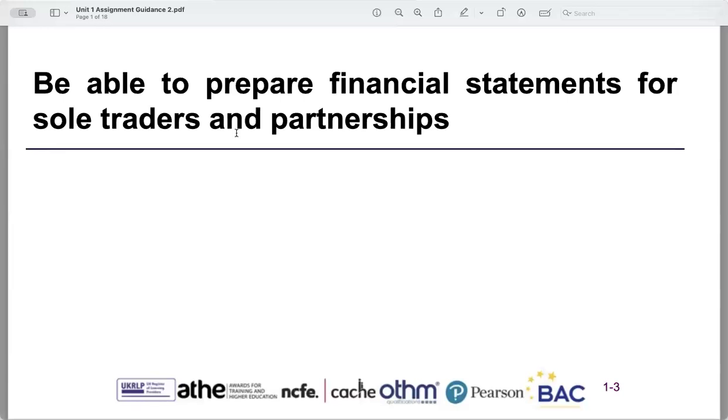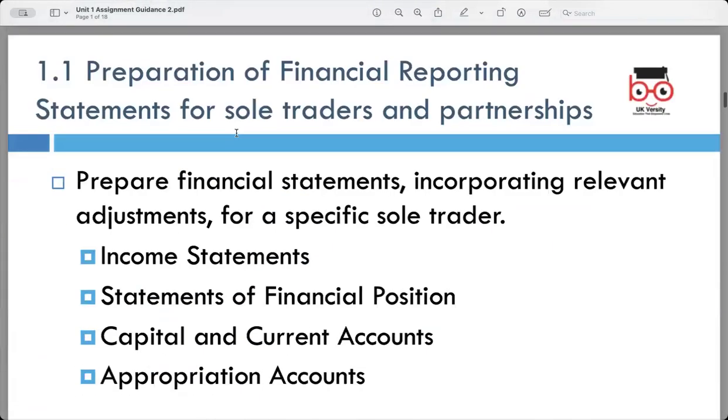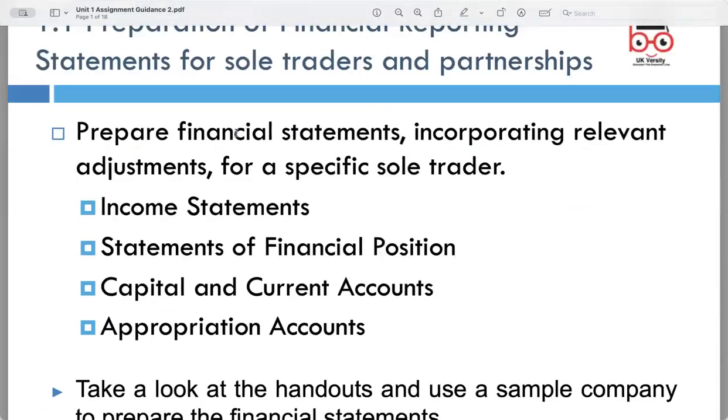Be able to prepare financial statements for sole traders and partnerships. This outcome emphasizes the importance of preparing financial statements for sole traders and partnerships. It sets the foundation for the subsequent detailed tasks, highlighting the need to accurately reflect the financial position and performance of these entities.